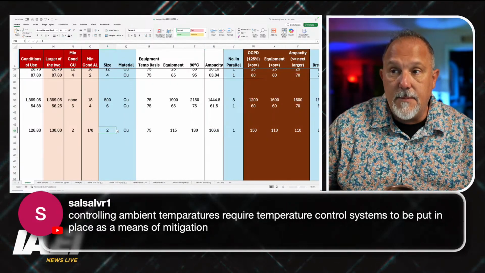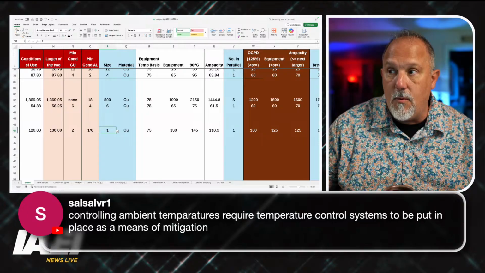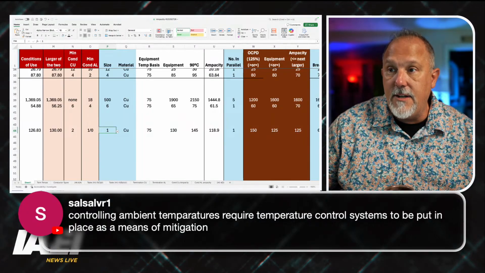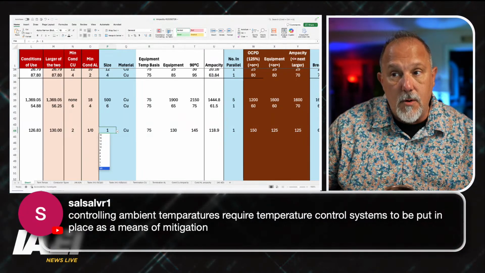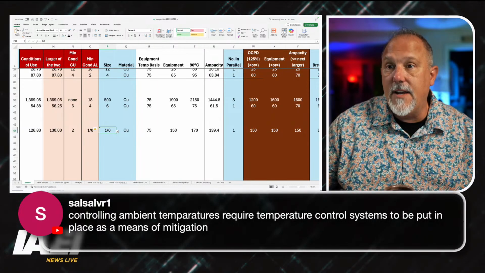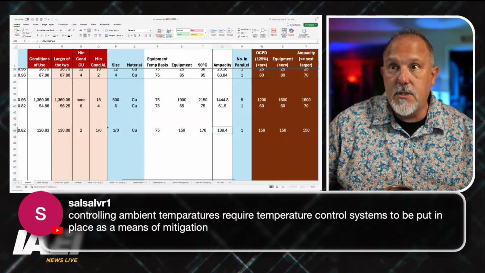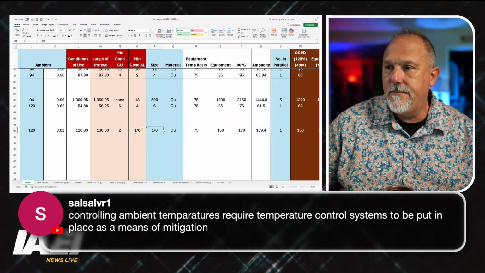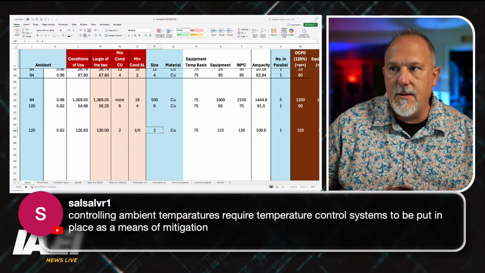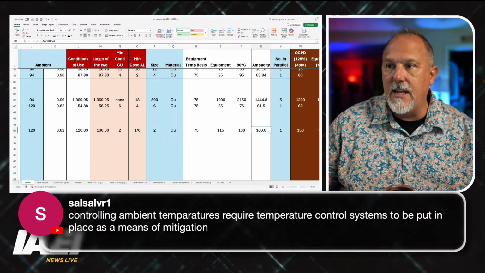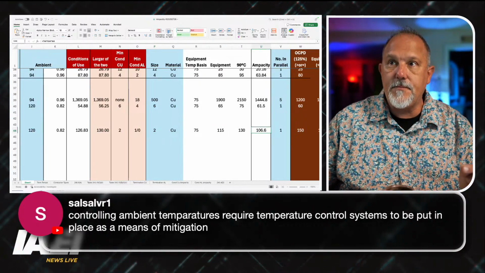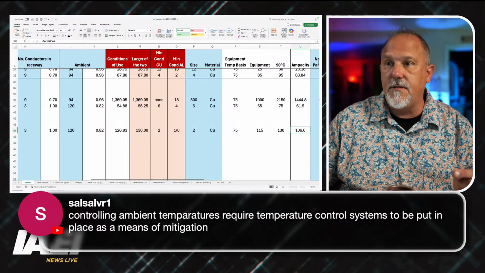So if I take this up to a larger conductor, if I put a 1 gauge in, now I have 118. If I take this up one more to a 1/0, now I've got 139 amps. That's not right. I'm going to put this back down to a 2. I was wrong. 106.6 is what I need based upon the conditions of use.